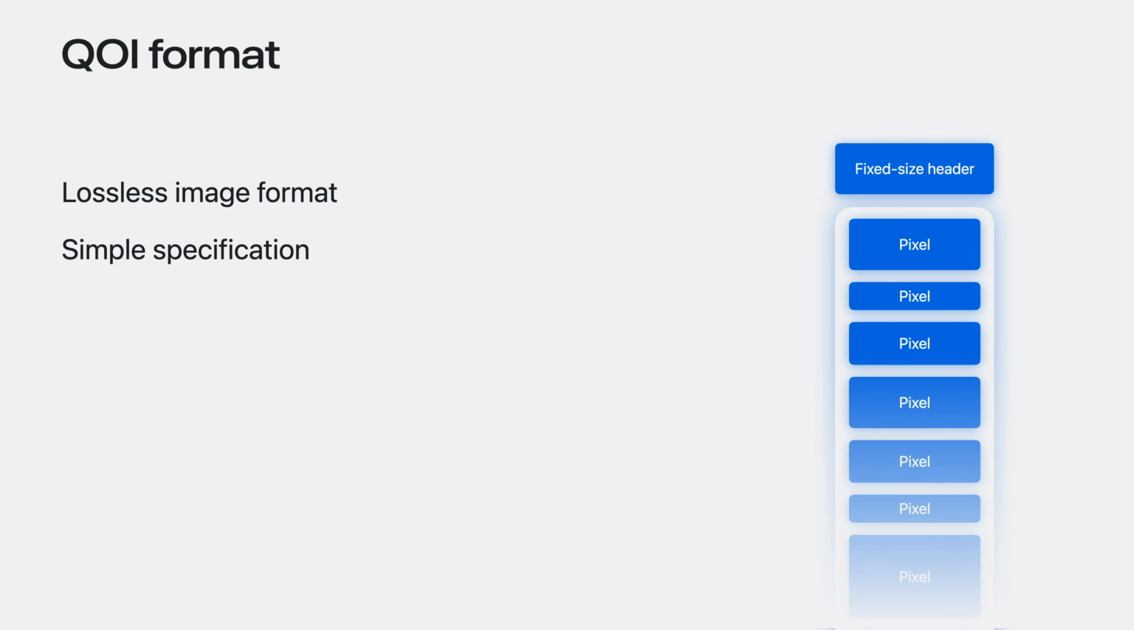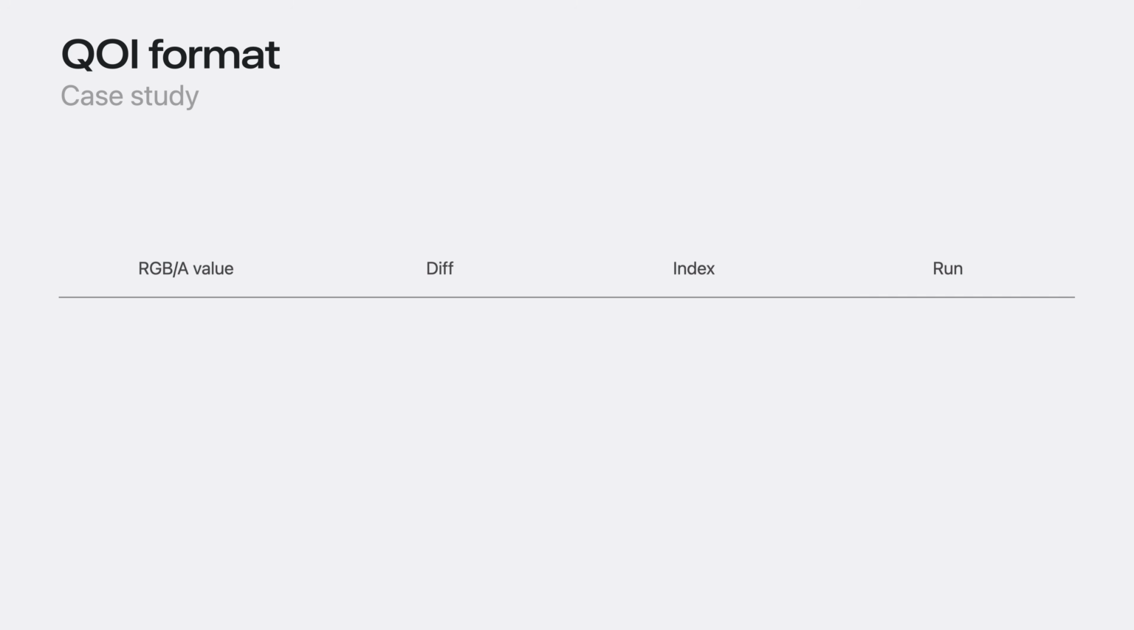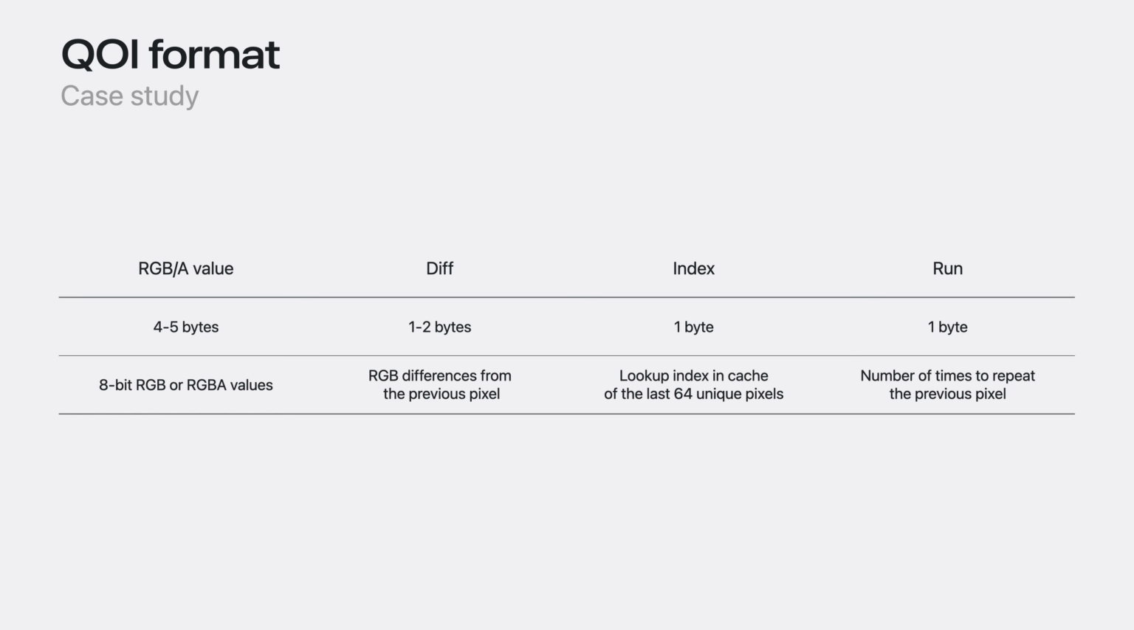The QOI format uses a standard idiom for binary formats, with a fixed size header followed by a data section, which includes a dynamic number of differently sized encoded pixels. The encoded pixels take several forms. A pixel can be an RGB or RGBA value, a difference from the previous pixel, a lookup into a cache of previously seen pixels, or just the number of times to repeat the previous pixel.